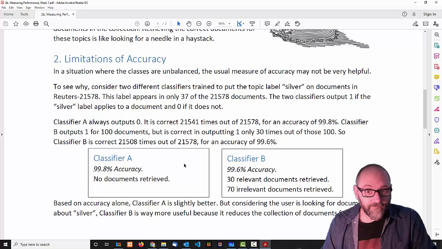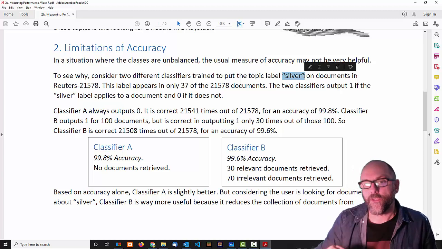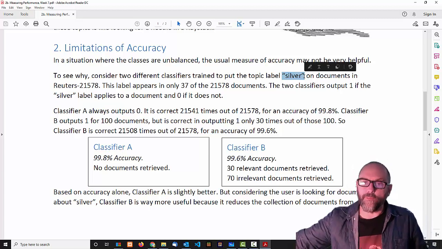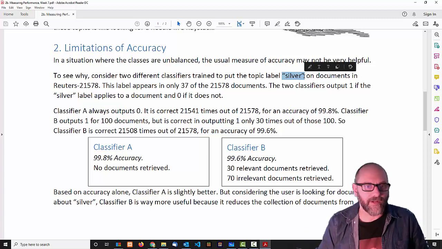Well, let's take this example that uses the silver label. Let's say we trained two different classifiers, and their job is on the Reuters corpus, which has 21,000 documents in it, and they're trying to learn silver or not silver. So this document is relevant to the topic silver. Presumably this is about finances and financial markets and silver trading and precious metals trading and stuff.